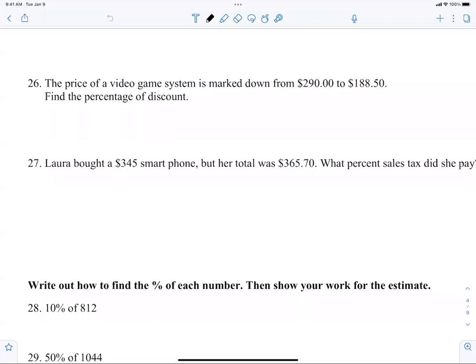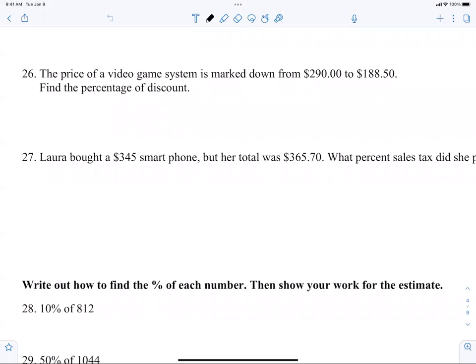All right, so 26. The price of video games is marked down from 290 to 188.50. So to find the percentage discount, we have to do what? You subtract, you have to do the change divided by... Yep, it's always the change divided by the original.